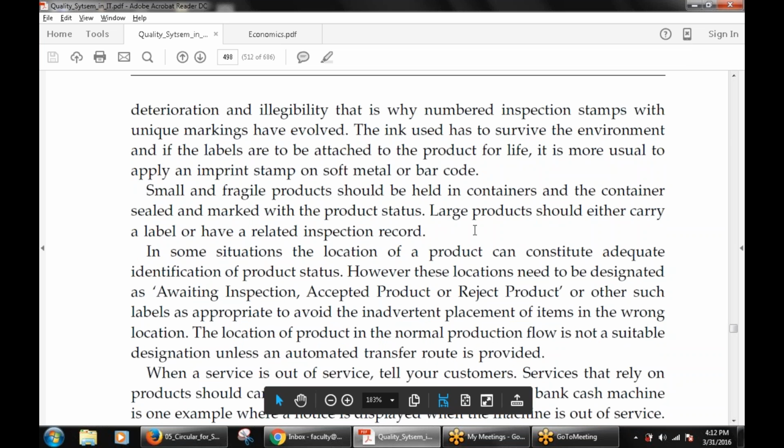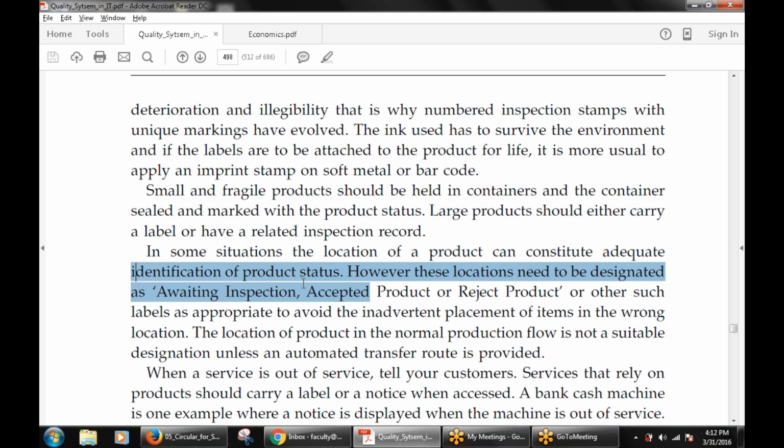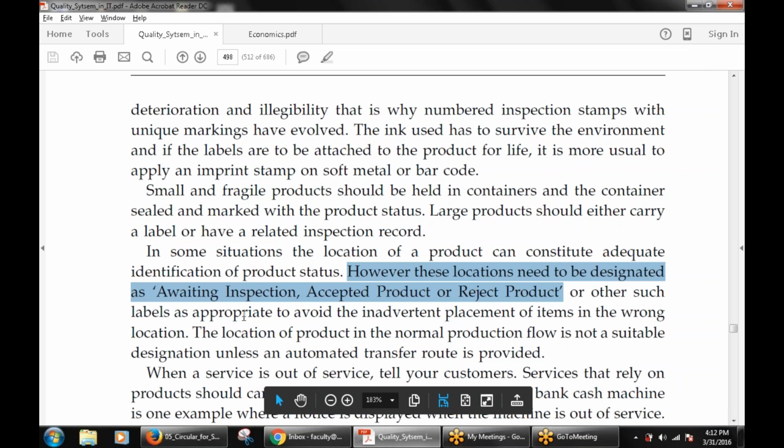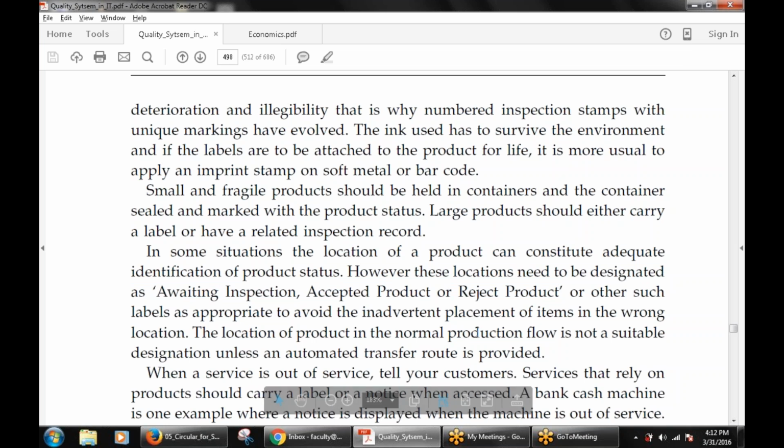And in some situations, the location of a product can constitute adequate identification of the product status. That is how we can identify the product status. However, these locations need to be designated as awaiting inspection, accepted product, or rejected product. There are various types of product status: one is awaiting inspection, one is accepted product, and one is rejected product. There are multiple locations or multiple scenarios in which the inspection is carried out.